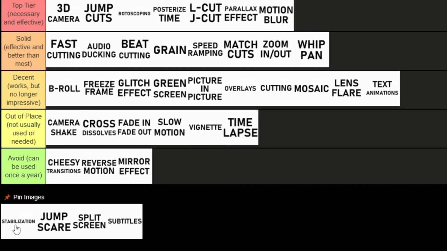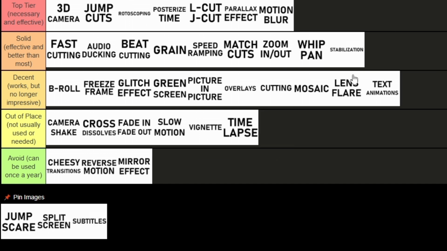Stabilization is a useful effect if your footage is shaky. It's something that's frequently used and gives your video a boost. Obviously, it adds professionalism because of the stability it brings, so I put it in solid. Jump scare is another great technique for creating surprise, scaring the viewer, and evoking strong emotions. You won't use it often, but it's a very good effect, so I rate it in solid.